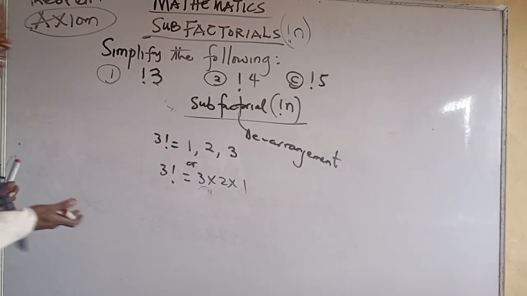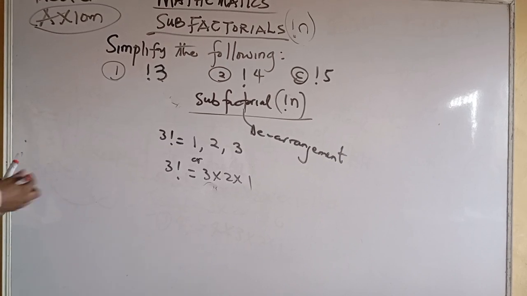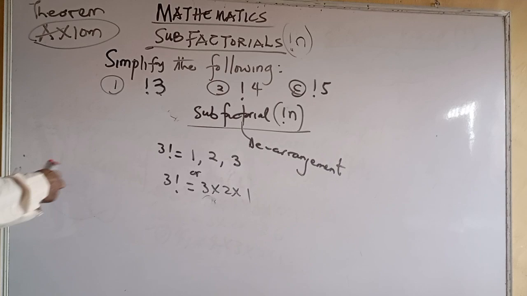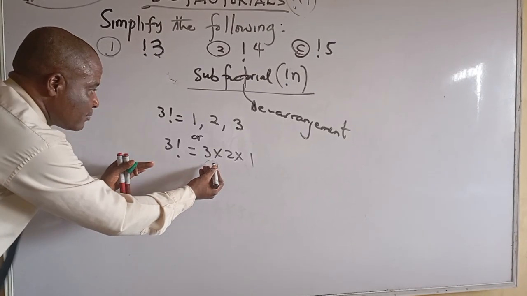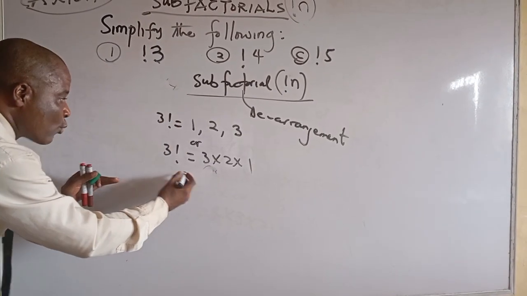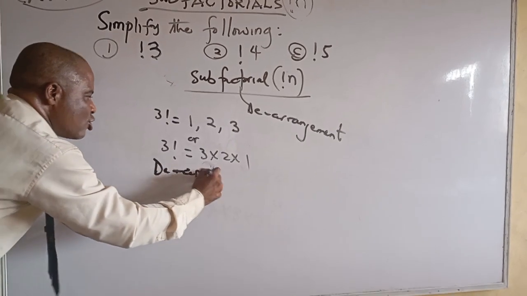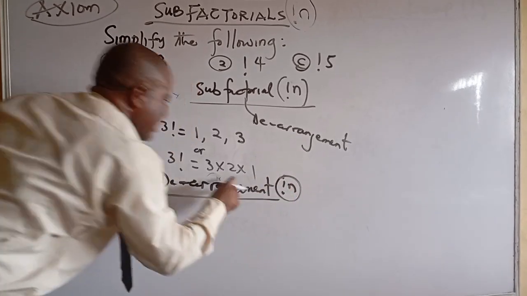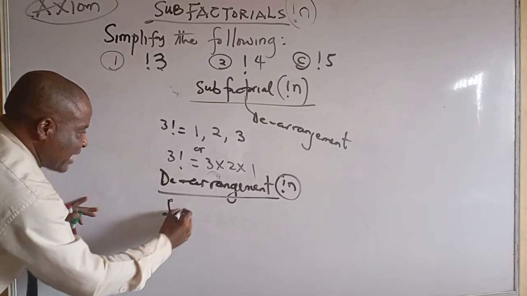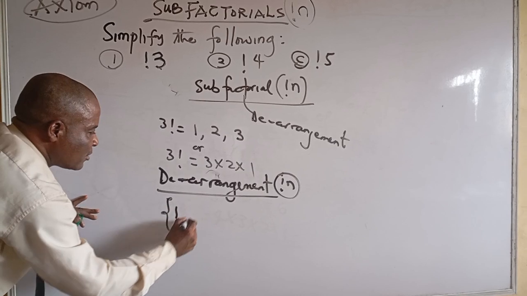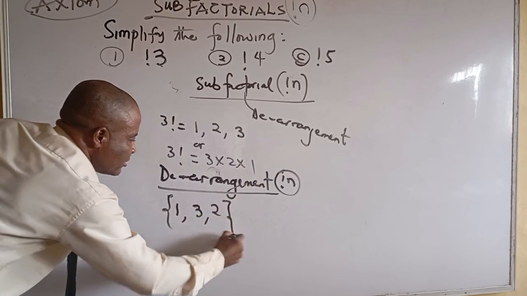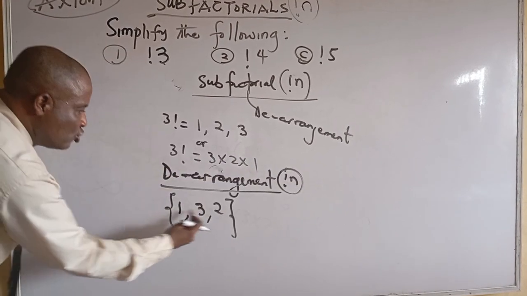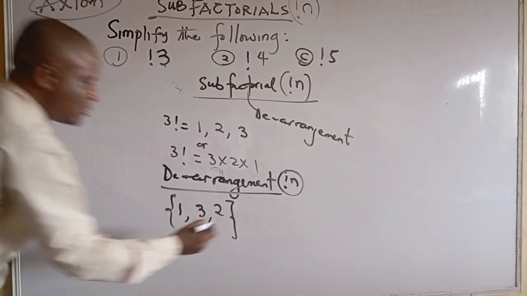I can de-arrange this. This is orderly arranged. How will I de-arrange this? Because sub-factorial means de-arrangement. When I'm de-arranging, the numbers must not be in the same position. They must not take the same position. Now, the first set: 2, 3, 1. This is the first outcome.